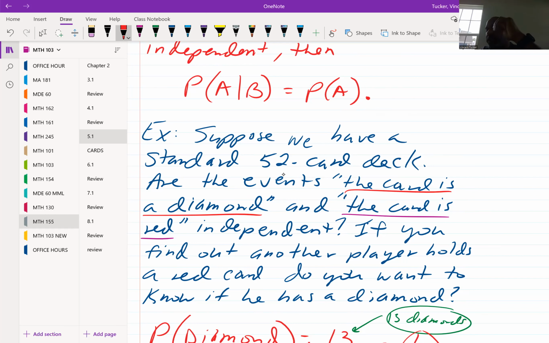All right. So the basis in what we're doing here goes back to the events being independent versus not being independent. If they are independent, then the conditional probability and the probability without the condition will be the same. If the probability doesn't change, then it doesn't have any bearing on whether it's a red card or a diamond. But if they're dependent, then the probability will change, and that will let you know if it matters whether you have a red card or not.